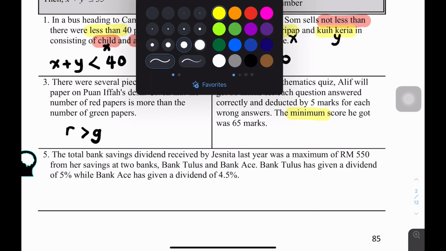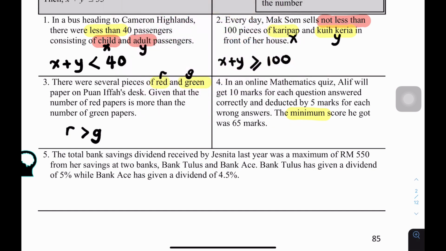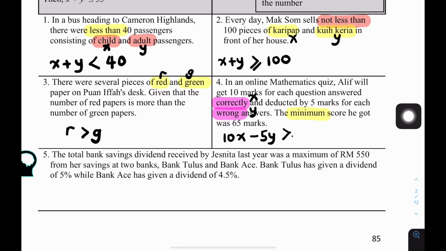So kita boleh katakan, contoh, saya highlightkan yang correct dan wrong. Ada dua jenis di situ. For example, correct saya tulis sebagai X, wrong sebagai Y. So there are 10 marks for each question answered correctly. So kita ada 10X. Minus, kalau salah tolak 5 markah kan, so minus 5Y. Minimum, simbol dia adalah lebih besar atau sama dengan 65.